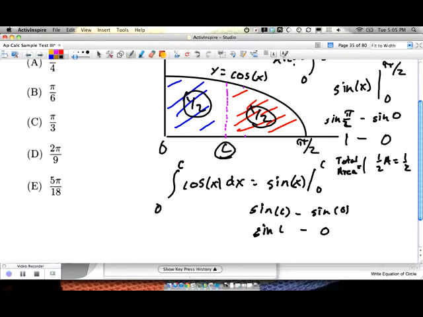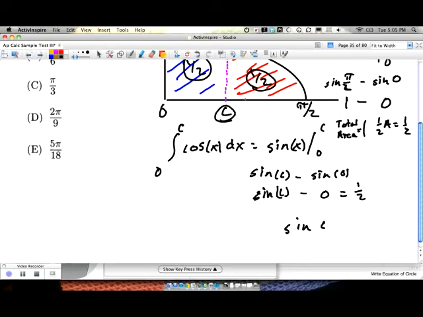So sine of c minus 0 has to equal 1/2. In other words, sine of c equals 1/2. So what I'm trying to figure out is at what angle c does the function sine equal 1/2.